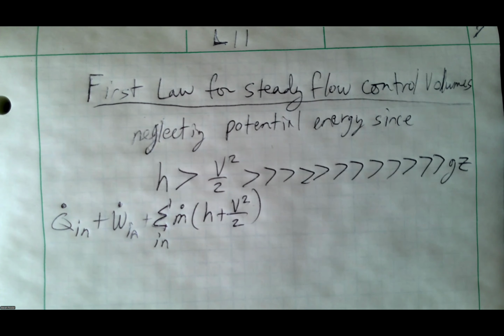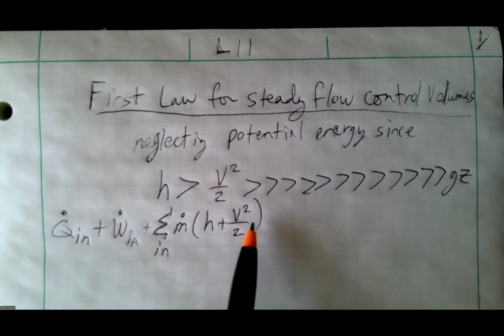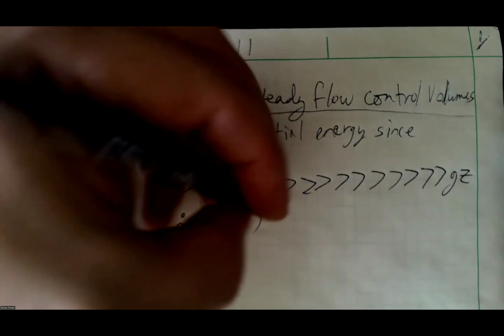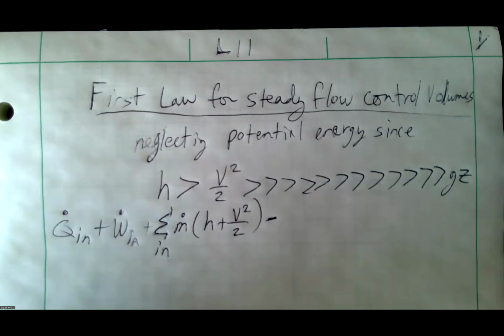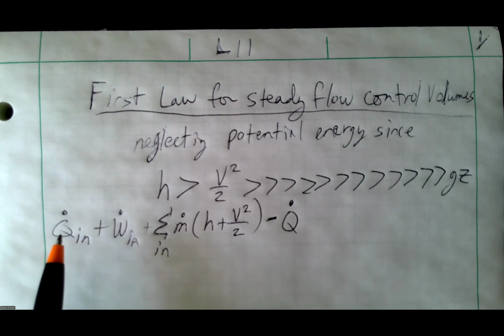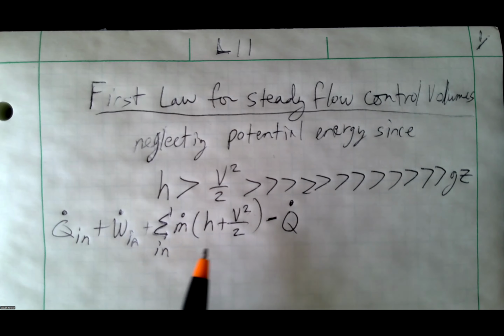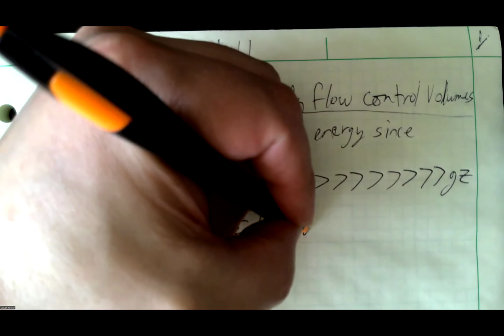I know if you're watching this right after the last part of lecture 10, you're like, Steve, we just wrote this. Yeah, we did. But it's okay. It's really important. It's okay to write it another time. And again, we're neglecting the potential energy here. We're assuming that it is negligible. It's there. It's just we're assuming that it's not going to impact our calculations. So this is the heat rate in, the power input, plus the rate at which energy is brought in by mass coming into the system. And then we're going to subtract all those things going out.